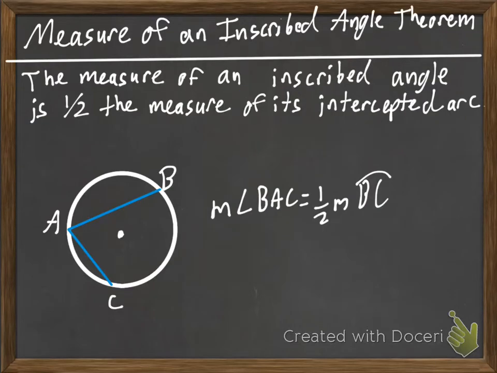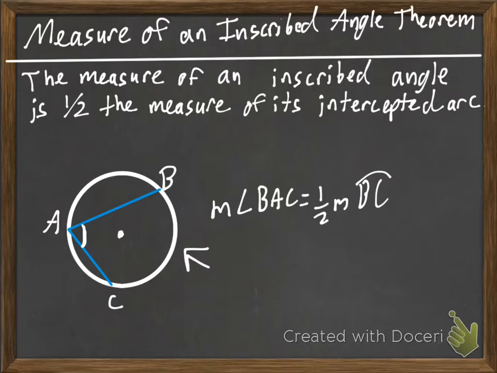So let's get into some theorems that use inscribed angles. Our first is the measure of an inscribed angle theorem. It states that the measure of an inscribed angle is half the measure of its intercepted arc. This will help us solve problems whenever we're trying to find the inscribed angle or the intercepted arc. If we know the measure of angle BAC, we can figure out the measure of this arc by multiplying it by 2, or if we know the arc, we can cut that arc in half to find the angle, which is actually what this theorem talks about.